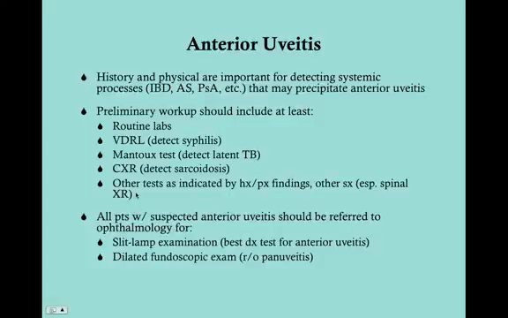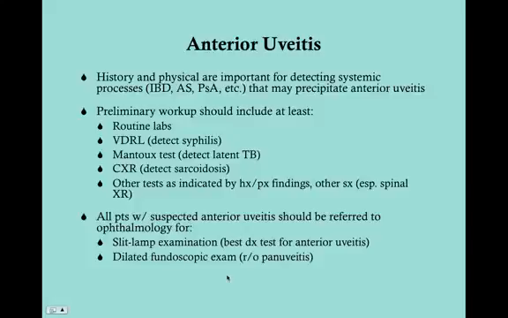Other tests you can get as indicated by your history and physical exam findings. So for instance, if you think the patient may have ankylosing spondylitis, you can get a spinal x-ray, look for that bamboo spine. Some physicians will just go ahead and order that because of the association, but I think the symptoms of ankylosing spondylitis are pretty discrete, so you can order that as needed, in my opinion.